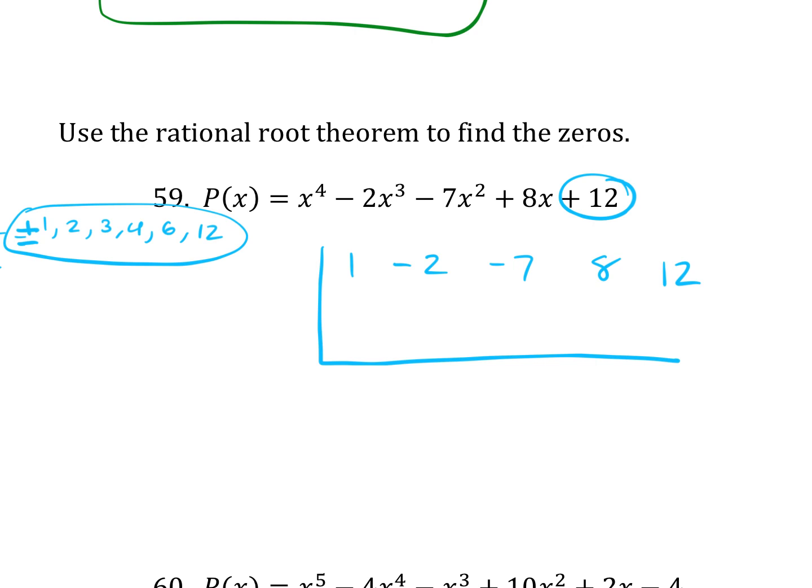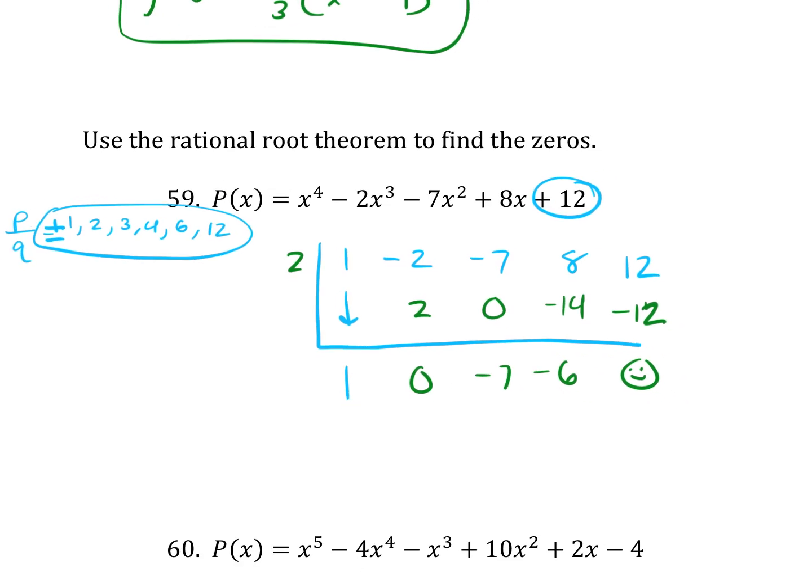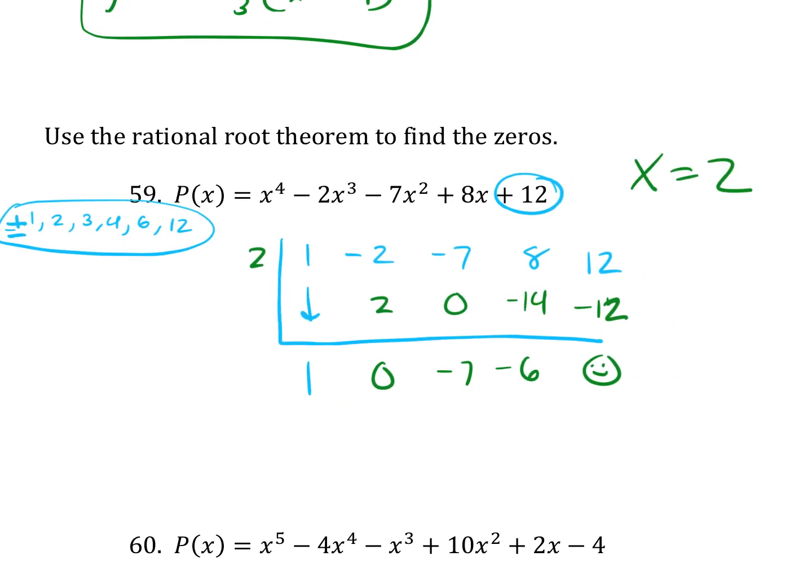So we put our coefficients in the box. Make sure you're not missing anything. If you skipped a variable, make sure you put a 0 in that spot. But we have our x to the 4th power, x to the 3rd power, x squared, x, and our constant. So we're good. Let's try 2. So we drop down the 1. So we multiply. We get 0, 0, negative 7. This would be negative 14, negative 6, negative 12. Does 2 work? Yes. So x is equal to 2 is one of our answers.